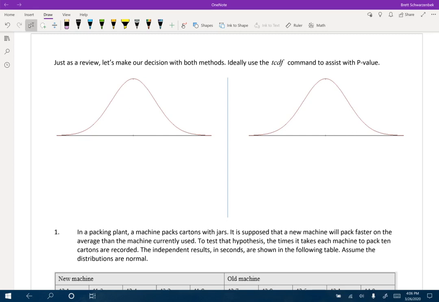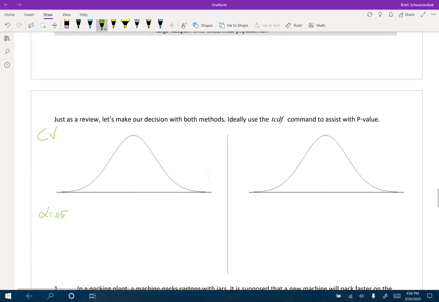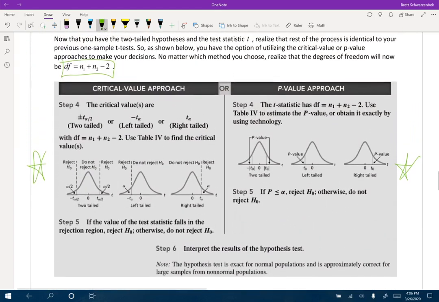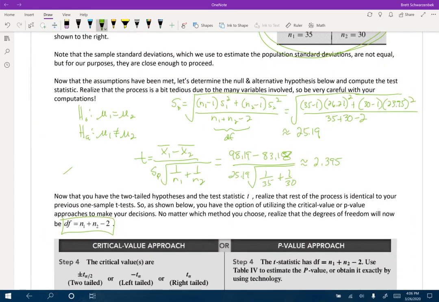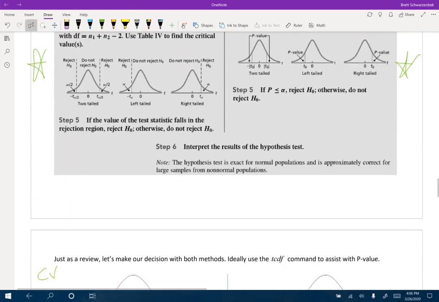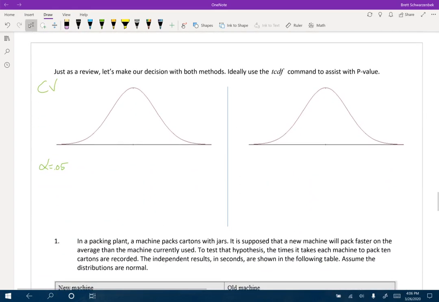Okay, so first things first, what about the critical value method? If you remember, for the critical value method, we would take alpha, which is 0.05, and we would determine whether we need alpha over 2 or not. Well, for our critical values, since this is a two-tailed test, they're going to be plus or minus t alpha over 2, which means we do need alpha over 2, which is 0.025.